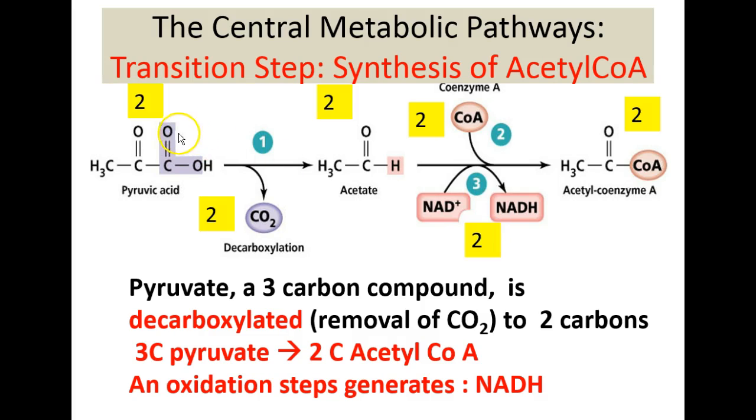Now remember that glycolysis produced two pyruvic acids. Each pyruvic acid will go through the transition step. So per each molecule of glucose, two pyruvic acids will be decarboxylated, producing two CO2 molecules, two NADH molecules, and finally two acetyl coenzyme A molecules.